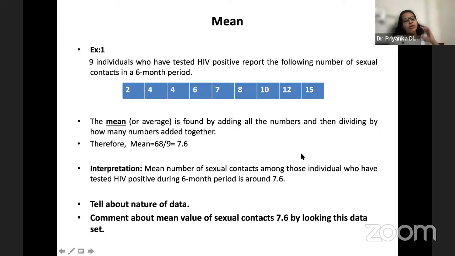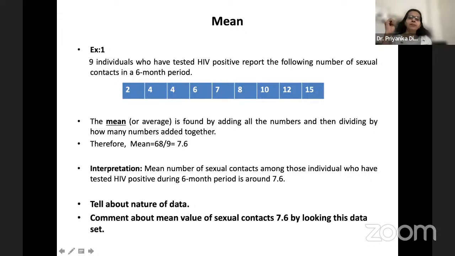Fine. Now what we are going to discuss next is mode. Now what is mode? Mode is nothing but the values which are coming again and again in your data set, the most frequent observations. So if you look at this data set, which value is coming more times? 4 is coming 2 times. All other values are coming only one time. So what is the value? Mode is 4.